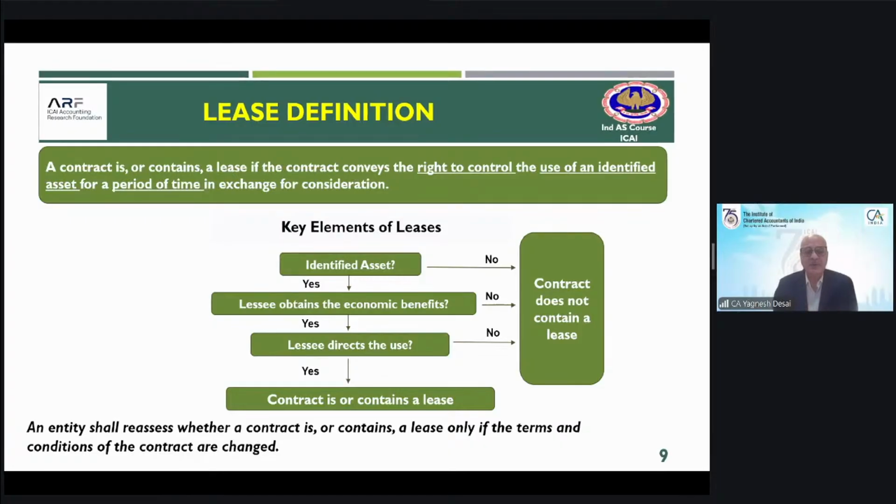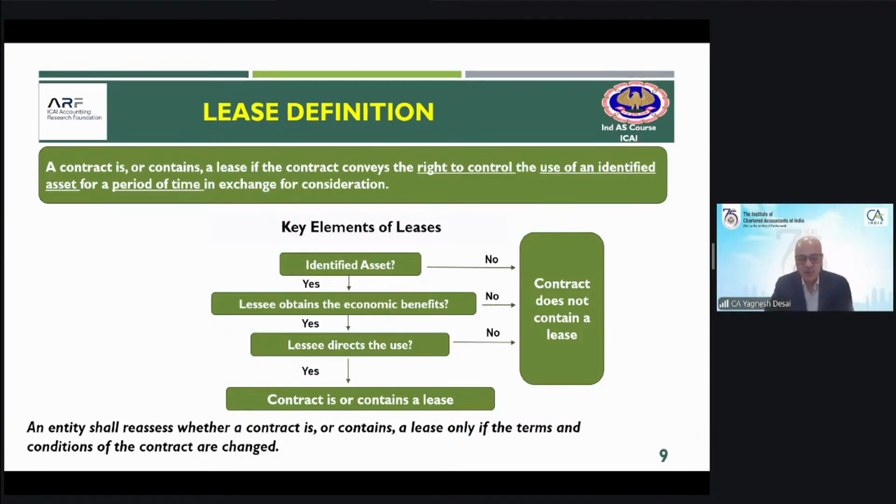Because lease term is of immense importance for two reasons. You discount the lease payments over the term to get the present value. If the term is 5 years, the answer is different. If it is 10 years, the present value will be different, and that will be the impact on the ROU. And again, from the perspective of the ROU, you depreciate the asset over what term? Use lease term. So lease term is very important.